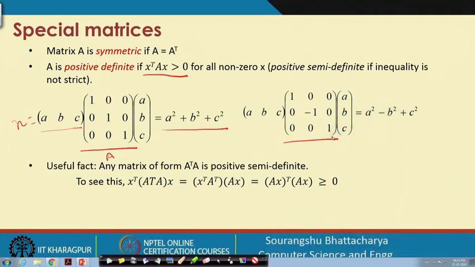A very useful fact is that any matrix of the form A transpose A is always positive semi definite, because you can write x transpose A transpose A x as A x transpose A x, which is nothing but the norm of A x squared, the L2 norm of A x squared.